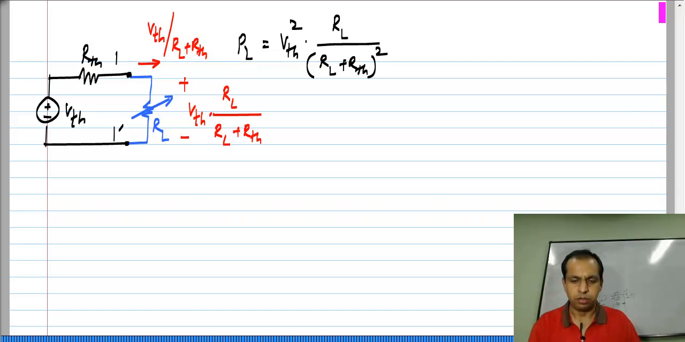Okay. Now, of course, to maximize a function, we know that we can differentiate the function and set it to 0. At least that will find the extremes of the function, whether it is maximum or minimum. And by finding the second derivative, you can figure out whether it is maximum or minimum. Okay.